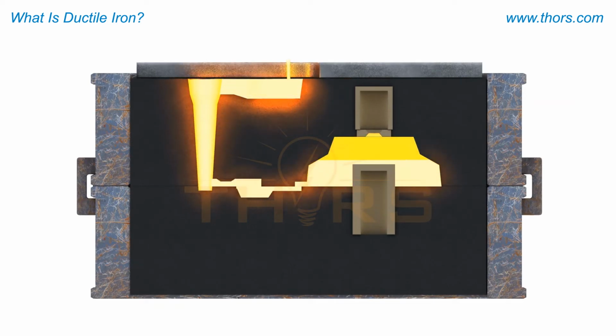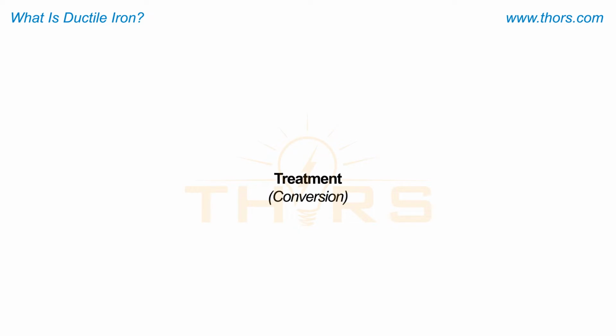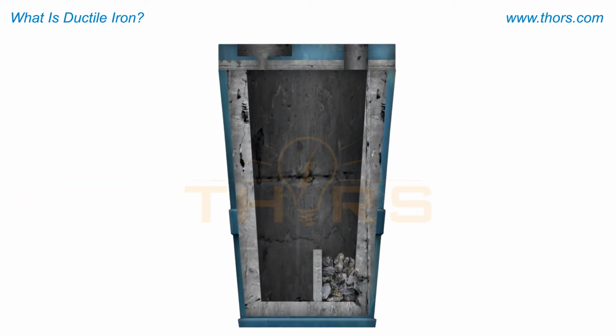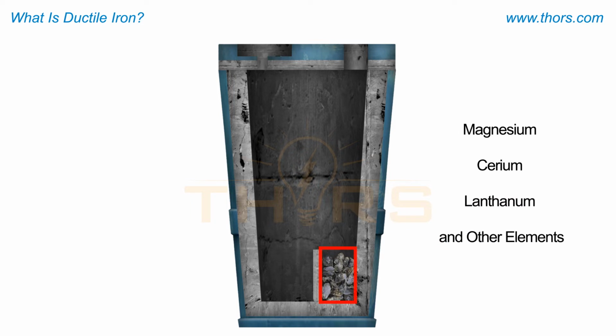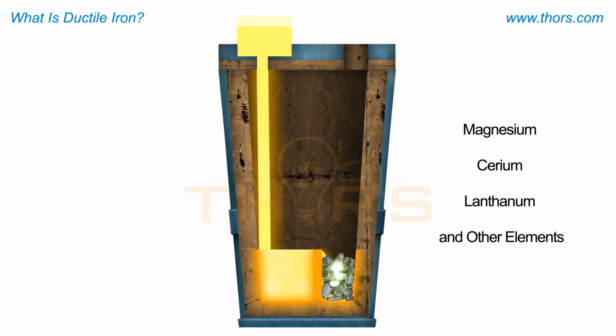However, ductile iron is unique due to an important processing step known as treatment or conversion. For ductile iron treatment, special alloys containing magnesium, cerium, lanthanum, and other elements are added to the molten metal. The magnesium reacts violently with the molten metal, and care must be taken to provide a safe work environment.